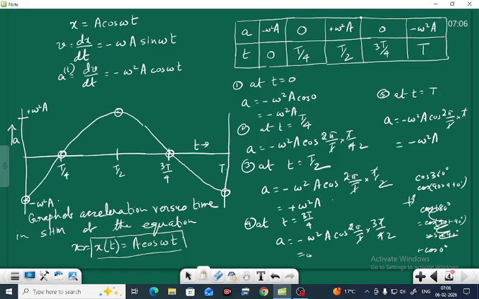So we are getting the different graphs here, the displacement time graph, velocity time graph, and acceleration time graph, for a simple harmonic motion with the equation x equal to a cos omega t.